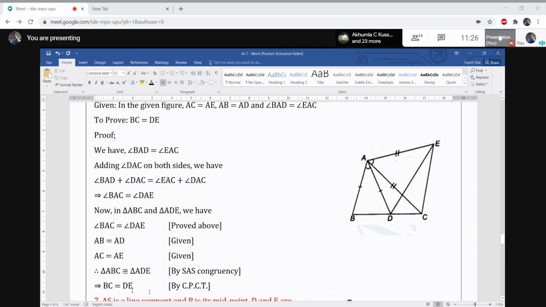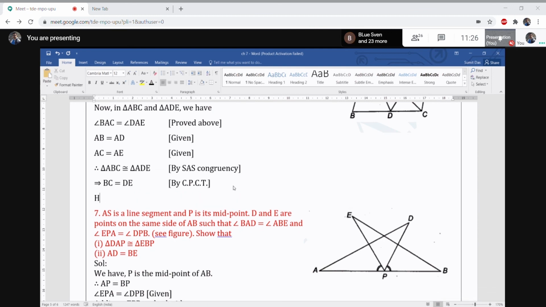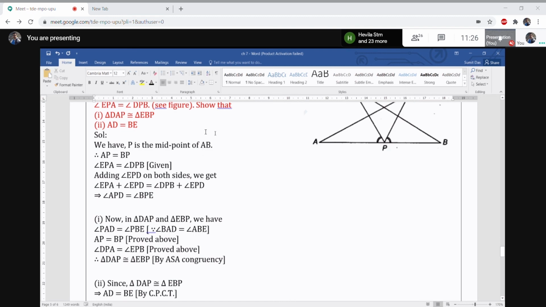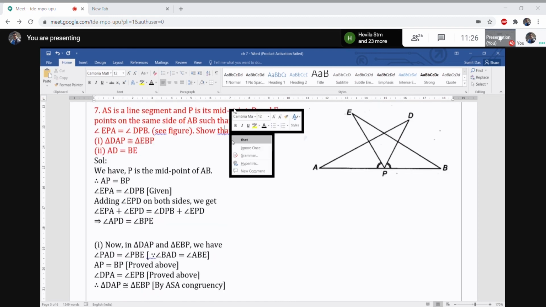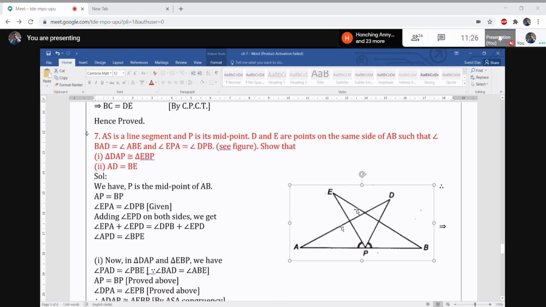and then you can see BC equal to DE. BC equal to DE. Okay. So this is the proof. This is what you have to prove. Hence proved. Today's last problem will be question number 7. Question number 7 we will do.